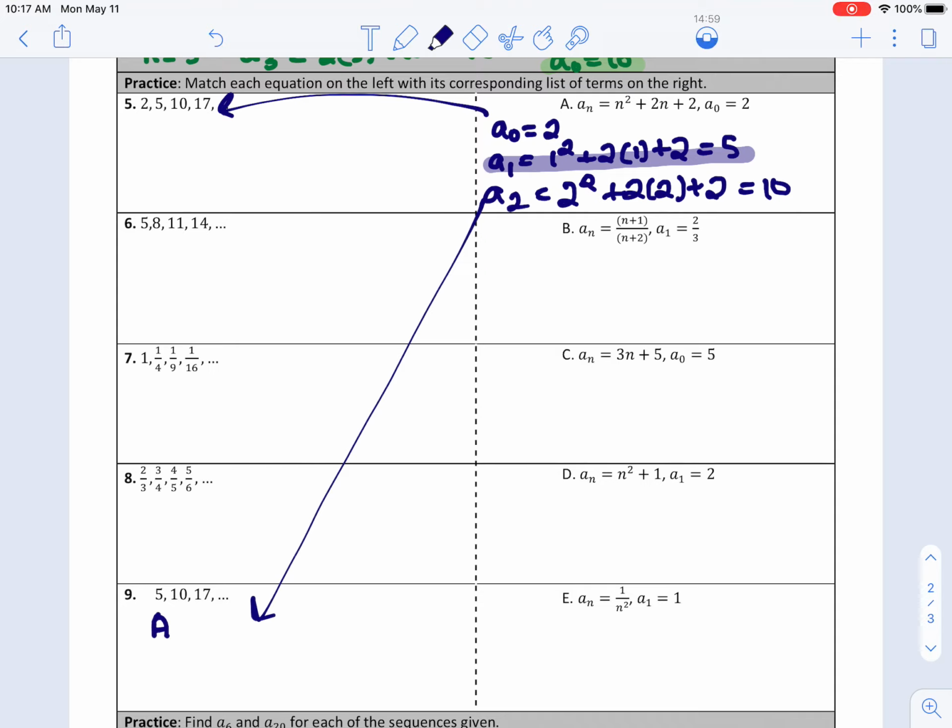So go ahead and try to match the remaining sequences and equations and make sure you check your answer key. Let me know if you have any questions.